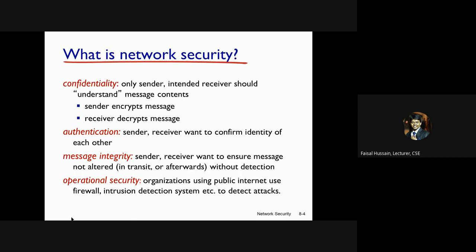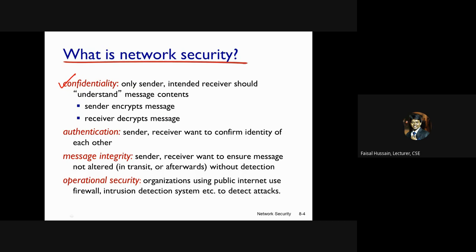The first and foremost important part is confidentiality. There are two parties while a communication is going on, one sender and one intended receiver. The message that the sender is sending, the receiver should get the message and no one else should know that message. So that confirms the confidentiality.